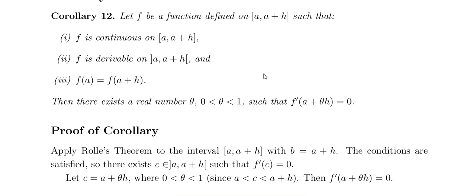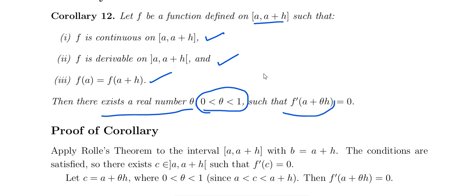Let f be a function defined on [a, a+h] such that the function is continuous and derivable, and f(a) equals f(a+h). Then there exists a real number theta, where theta lies between 0 and 1, such that f'(a + theta h) equals 0. What we have done is express Rolle's theorem in terms of theta. Okay.